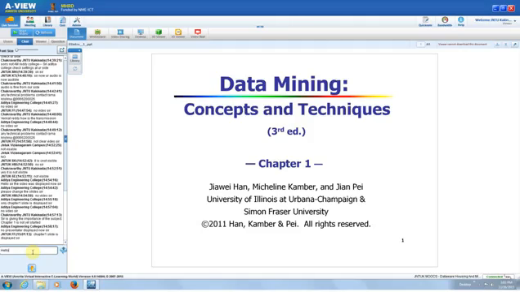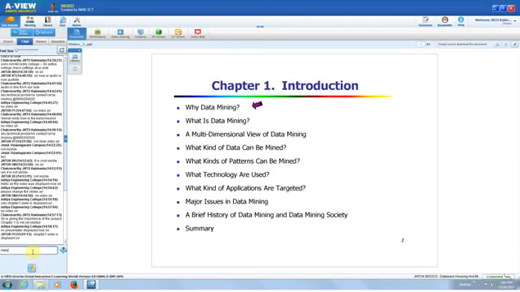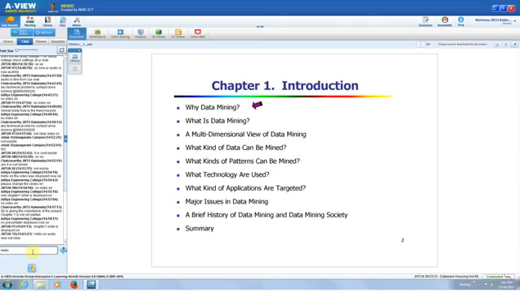Okay. Now you run the slideshow one by one. So in the introduction, you will see what is data mining, then a multi-dimensional view of data mining, what kind of data can be mined, what kind of patterns can be mined, what technologies are used, what kind of applications are targeted, major issues in data mining, a brief history of data mining and mining society, and the summary of it. So this is what we are going to briefly look at next.